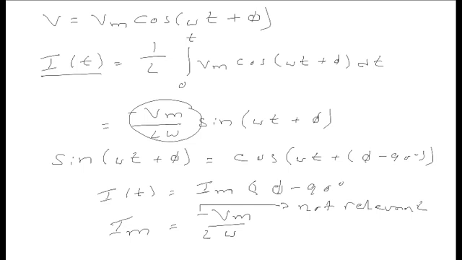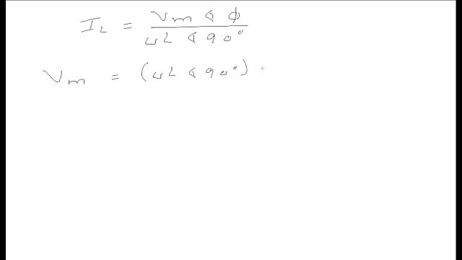Now we're not done. We can see that this phi minus 90 here implies that we're actually dividing two phasors. In fact, it almost looks as though we can rewrite this as follows. The current through the inductor is Vm angle phi over omega L angle 90. Or, perhaps a different way of saying this, is Vm is omega L angle 90 degrees times IL.